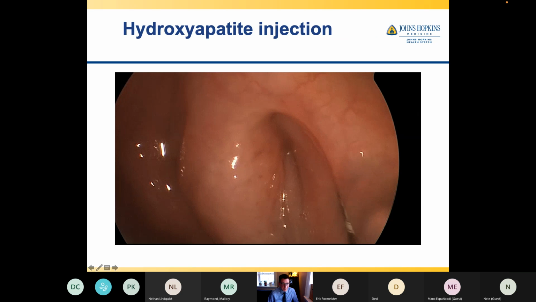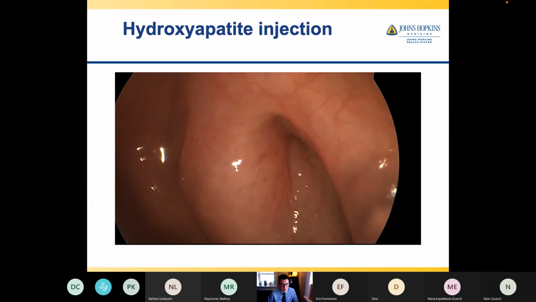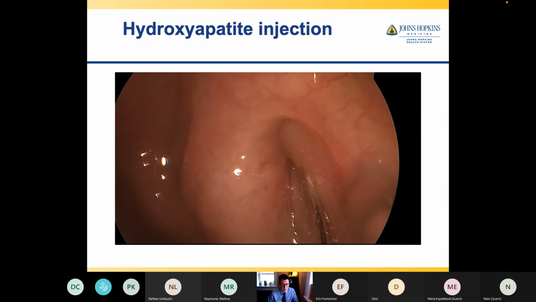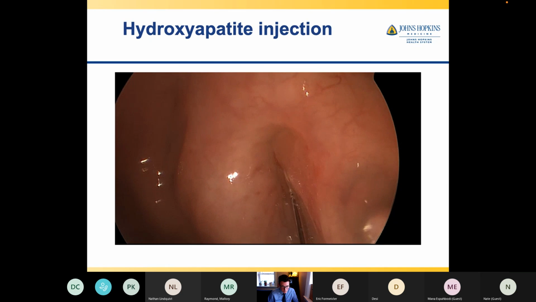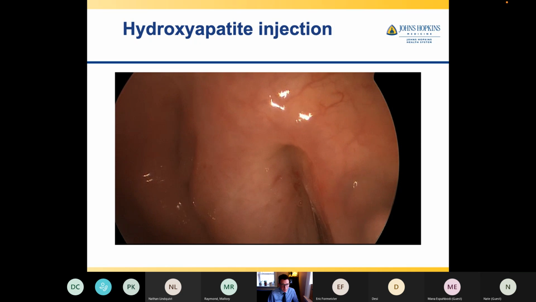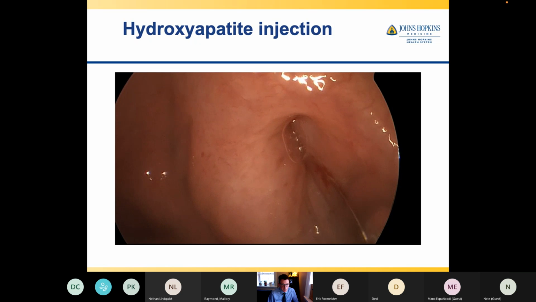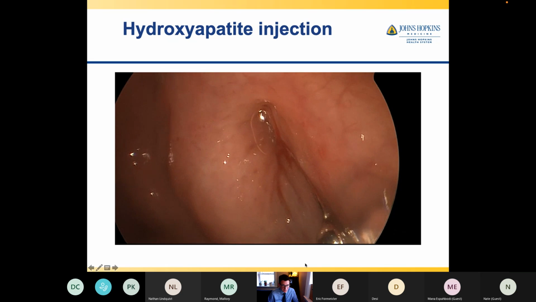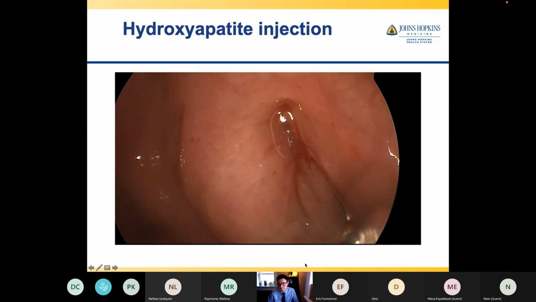Other approaches are injecting hydroxyapatite cement, as is shown here. So this angled needle is filling up the anterolateral wall. It's difficult to find a pocket to inject in along the cartilage posteriorly. So most of the injection happens in the anterolateral wall.